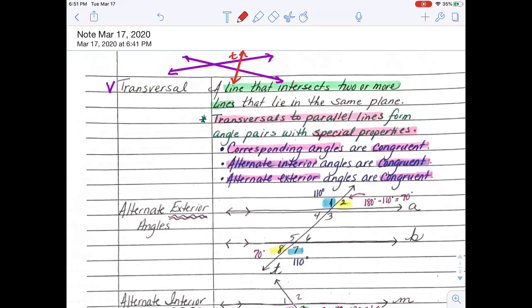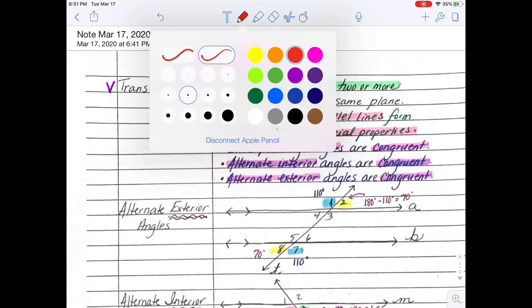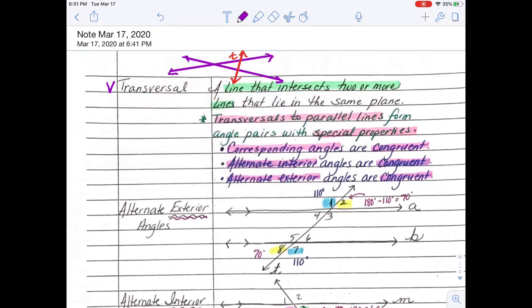Transversals are all good, but the ones we really like are this one right here, where it's a transversal that cuts through two parallel lines. And you know what parallel lines are. We've been working on those. So if I have a line that goes across here, and then I've got another line that goes across here, and let's name this one A and this one B, those are what we call parallel lines.